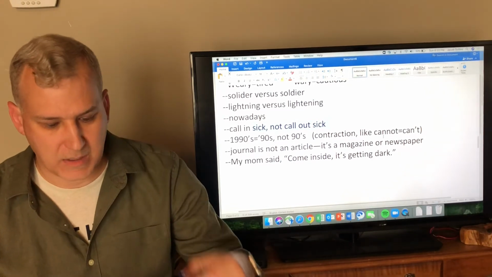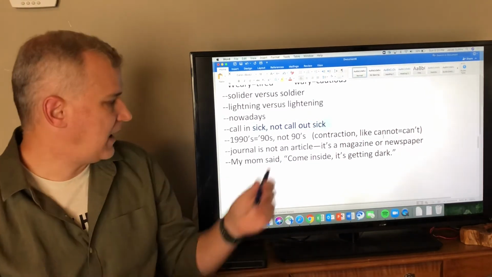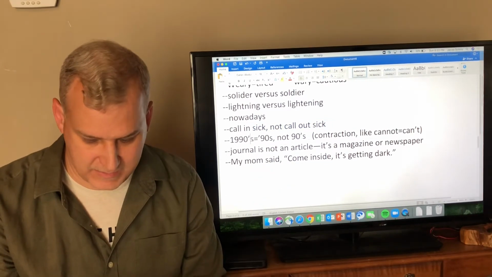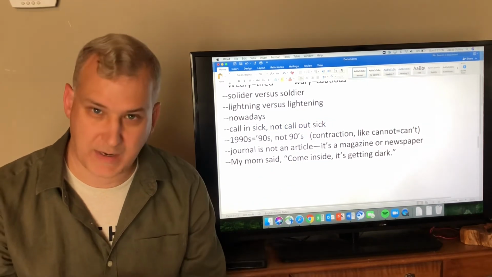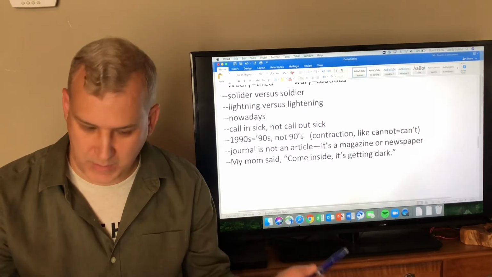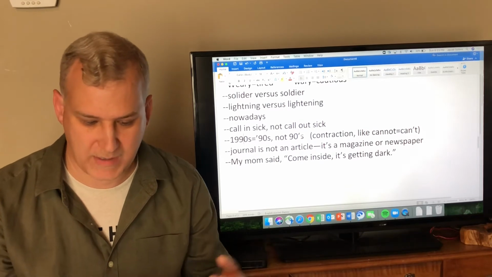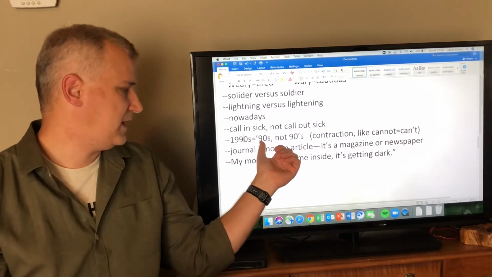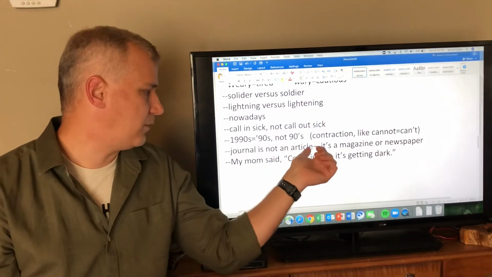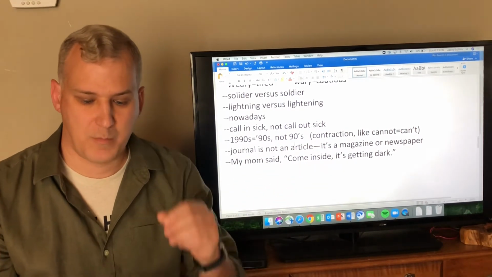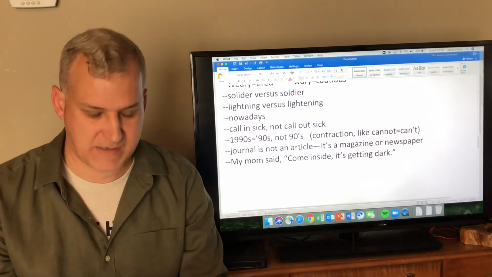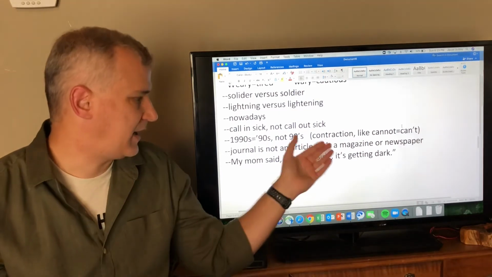When you are writing about decades, you write like this. If you were talking about the 1990s, the 1990s are before some of you all were born. If you're talking about the 1990s and you want to abbreviate it, it is apostrophe 90s, the '90s, not 90 apostrophe s. That is because '90s is a contraction of 1990s, and it works just like any other contraction.